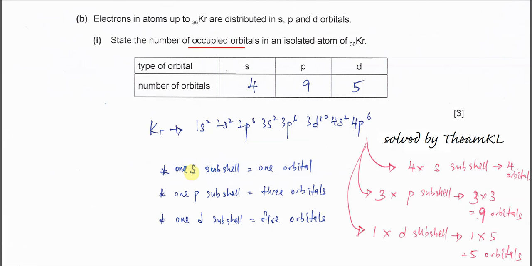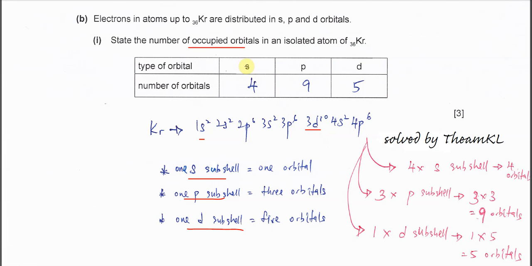Okay, so first you need to know the s subshell is actually the s orbital itself. And the p subshell, it has 3 orbitals. So for example, this 2p subshell, in there it has 3 orbitals. And the d subshell, it has 5 orbitals, like this 3d. In this subshell, it has 5 orbitals. Okay, if you understand this, then you will know how to do.